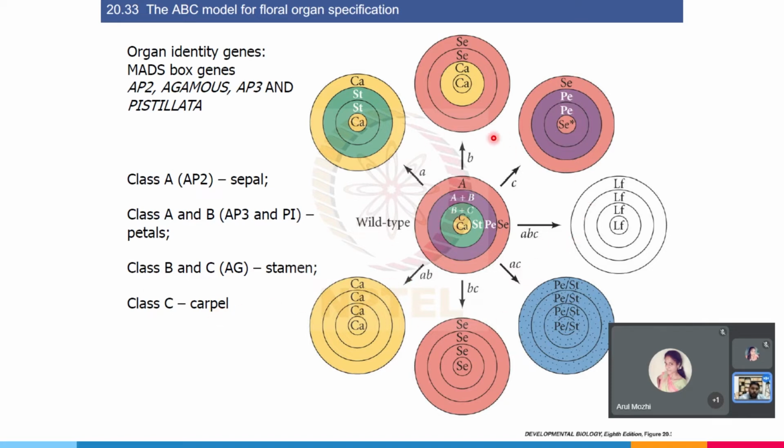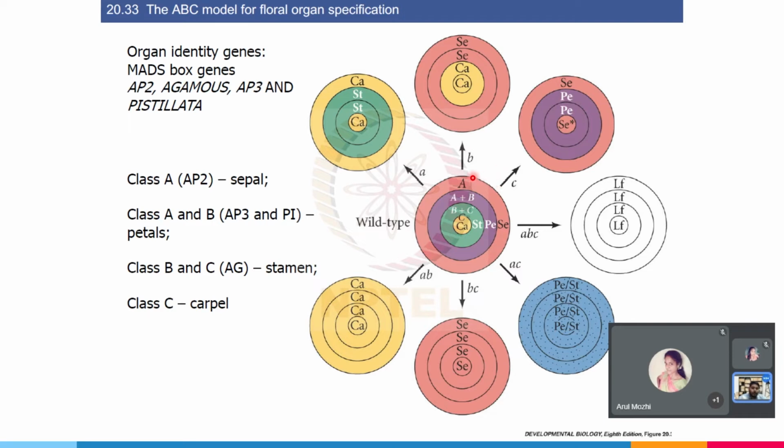So I would like you to look at the middle diagram right here, and if we come at it from the outside in the wild type, at the biggest hole, only class A genes are expressed, and so we have a sepal. Next we have A and B both being expressed, so we have a petal. In the third we have B and C being expressed, so we have a stamen. And in the final one we have only C being expressed, and thus we have a carpel. So depending on which one is expressed, we will get the corresponding structure.